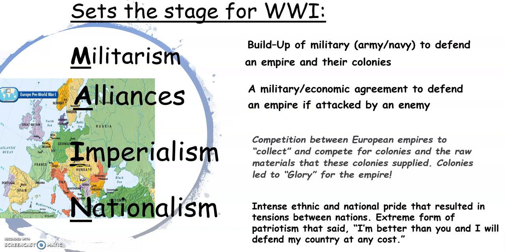The I in MAIN spells imperialism, and this is this idea of colonization. It's this great competition between European empires. They are collecting, almost like pawns in a game, they are collecting these colonies. They no longer are trading with these countries that they've encountered during exploration. Now they are coming and taking them over. What they want these countries for are their raw materials.